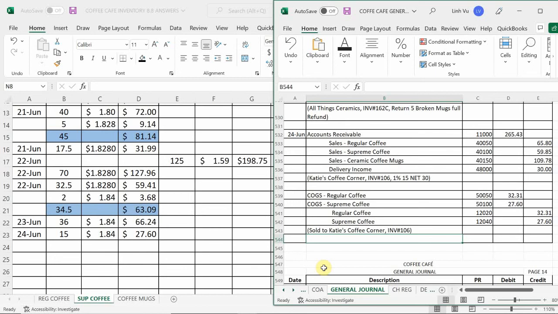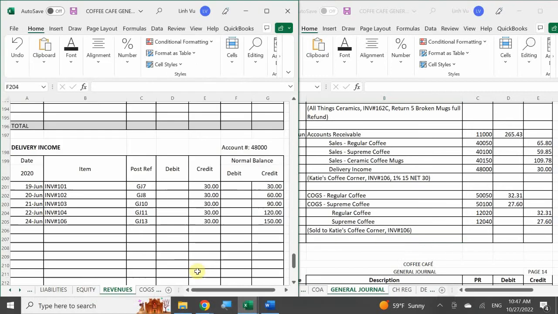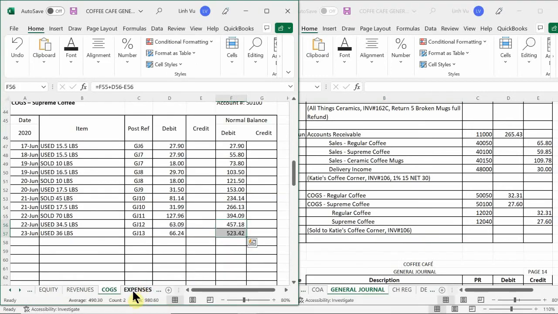What always comes after the journal? Ledger. We need to update our ledger. We did our journal, so we need to post it to our ledger. Okay, so we need to update my cost of goods sold account.